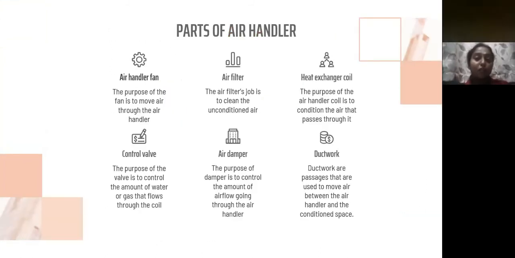There are some parts of an air handler such as the air handler fan, air filter, heat exchanger coil, control valve, air damper and ductwork. The air handler fan is to move air through the air handler. The air filter's job is to clean the unconditioned air. Heat exchanger coils condition the air that passes through them. The purpose of the control valve is to control the amount of water or gas that flows through the coil. The air damper is to control the amount of airflow going through the air handler. Ductwork are passages that are used to move air between the air handler and the conditioned space.